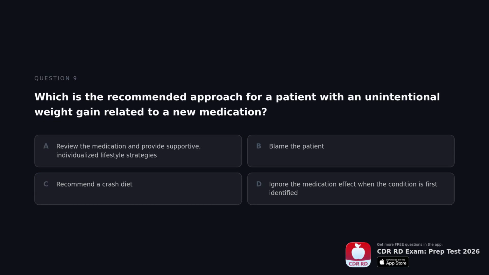Which is the recommended approach for a patient with an unintentional weight gain related to a new medication? A. Review the medication and provide supportive, individualized lifestyle strategies. B. Blame the patient. C. Recommend a crash diet. D. Ignore the medication effect when the condition is first identified.